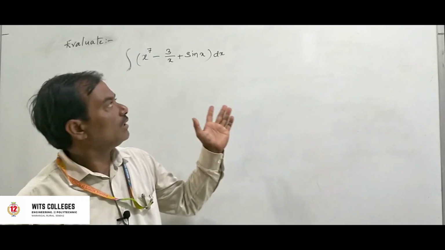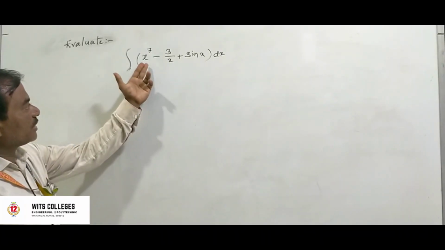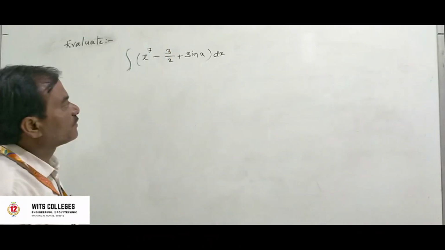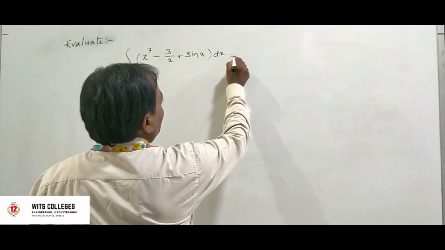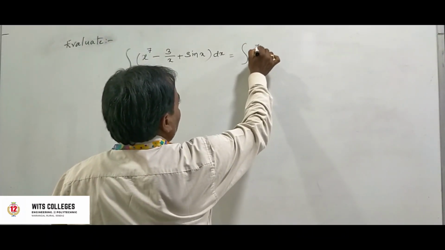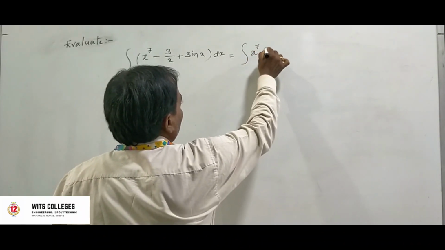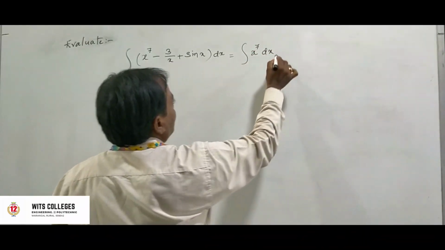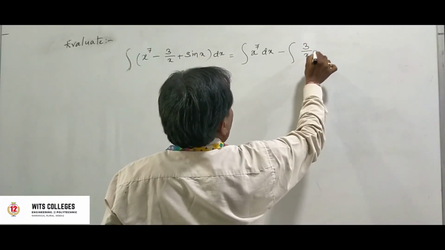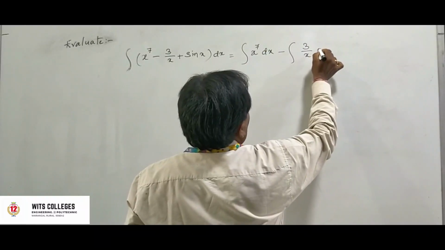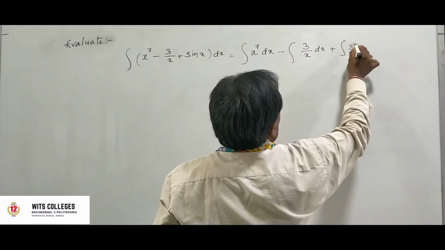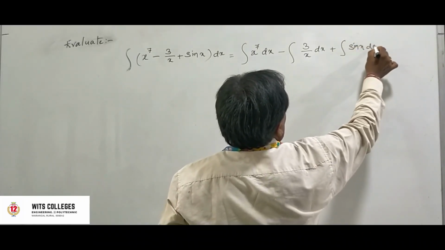This is the next example. Evaluate the integral of x to the power of 7 minus 3 by x plus sin x dx. First we split the given integral into three different integrals. By using the linearity property, integral x to the power of 7 dx, minus integral 3 by x dx, plus integral sin x dx.